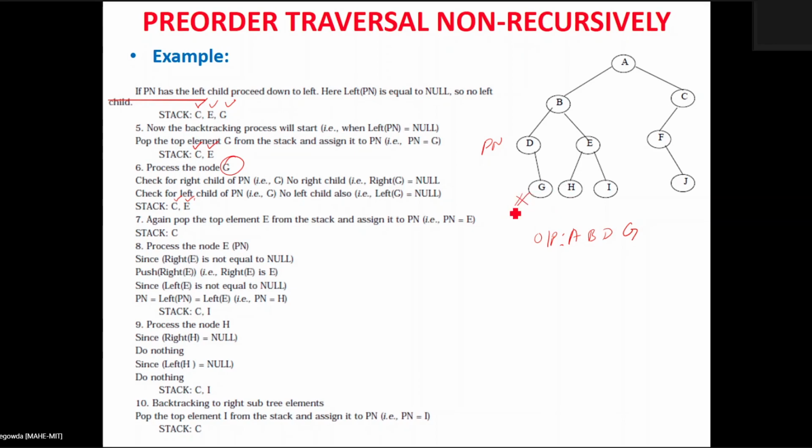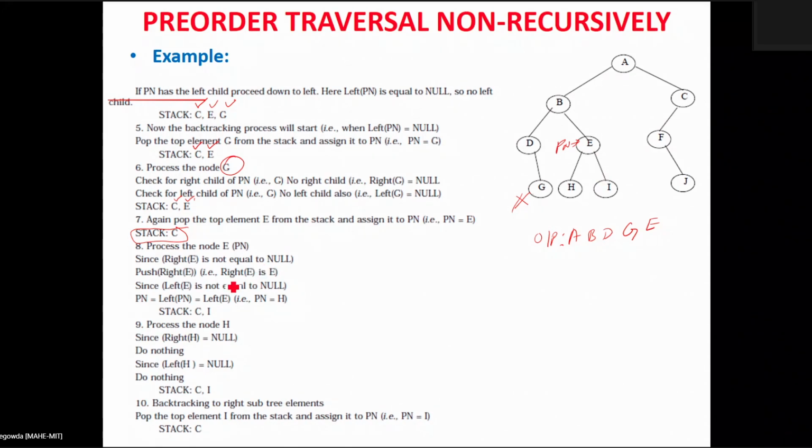Then you go and again pop the top of the stack. The moment I pop the top of the stack, the present state of the stack will be this. It has only the address of C. Now my Pn is pointing to E after popping the top of the stack. Now I have to process this. The node E is processed. Then I have to push the right child of E onto the stack.